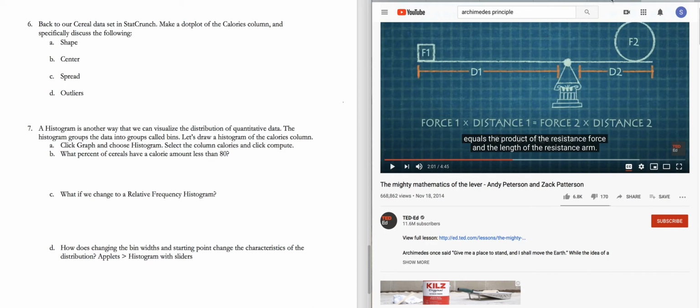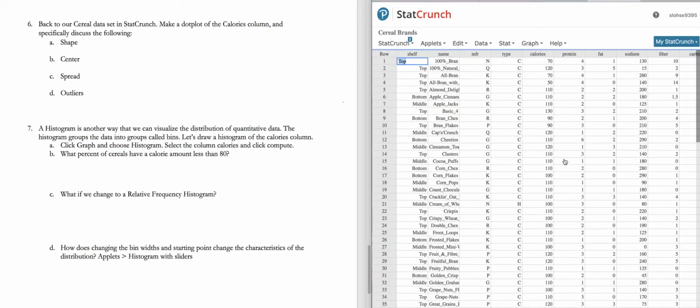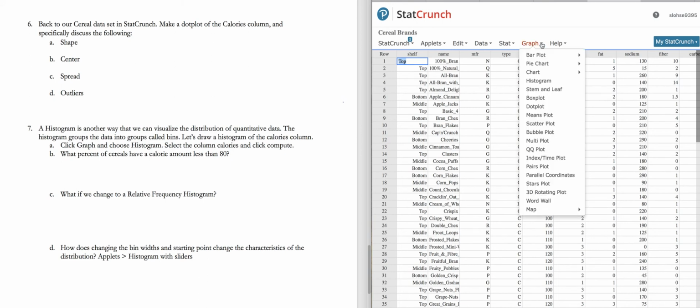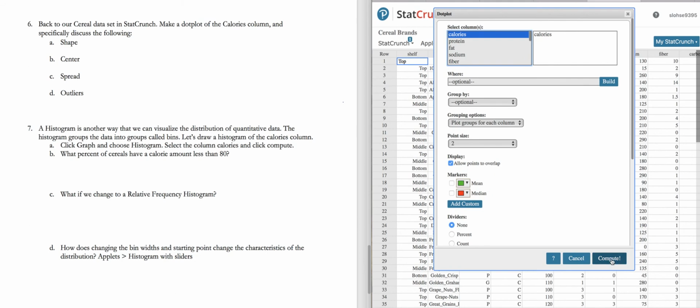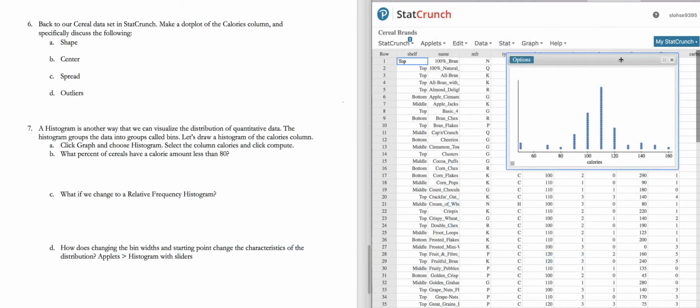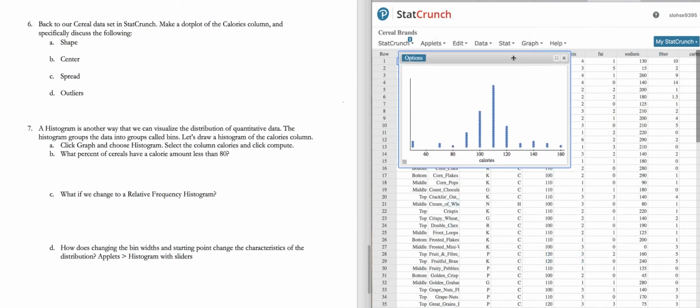So let's go ahead back to the cereal brands data. We're going to make a dot plot again. So graph, then dot plot, and this time I want to use the calories column, and I don't need to worry about anything else. I'm just going to click compute. So there is the distribution of our calorie data. Why don't you pause the video, see if you can come up with each of these characteristics, and then come back and see if we agree.